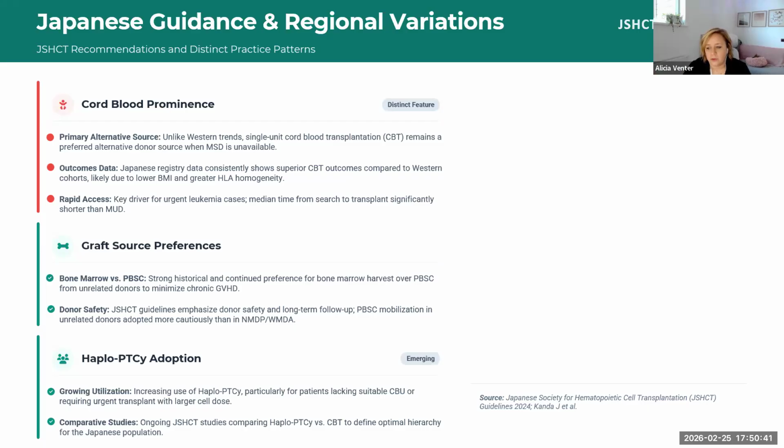They also have graft source preferences. So there is a strong historical and continued preference for bone marrow harvest over PBC from unrelated donors to minimize the chronic GVHD risk. And in terms of donor safety, their guidelines emphasize donor safety and long-term follow-up. PBC mobilization in unrelated donors is adopted more cautiously than in the rest of the world.